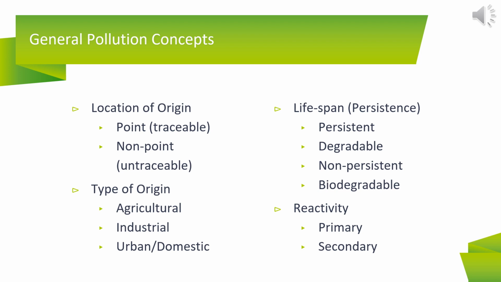Lastly, we categorize pollutants by their reactivity. Primary pollutants are those that are released directly from the source. Secondary pollutants are formed from the reaction of multiple primary pollutants in an area of a sink.